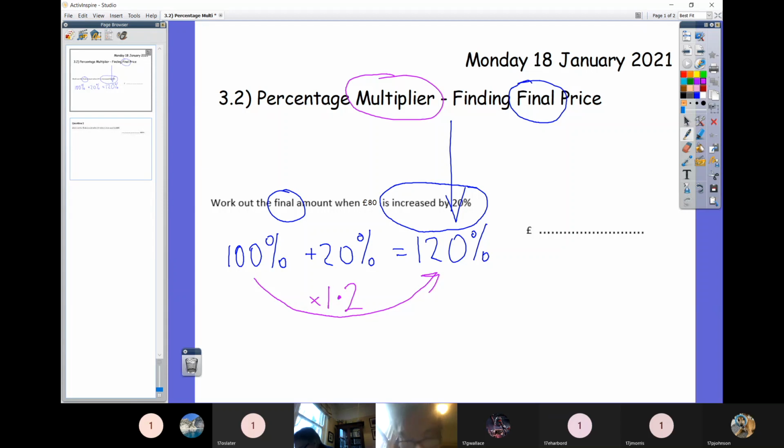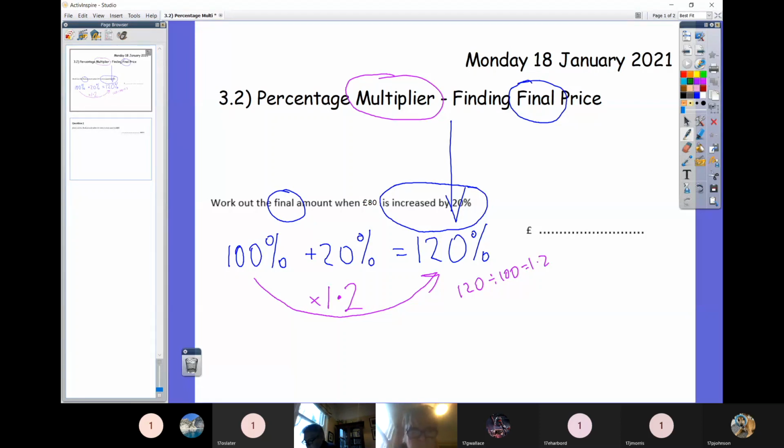If you can't, you will be able to do those in your head with a bit of practice. But until you do, you can always just get your calculator out and do 120 divided by 100, and that will give you the 1.2. Okay, so our multiplier is 1.2 for this question. Now that will make things get bigger because it's more than 1.